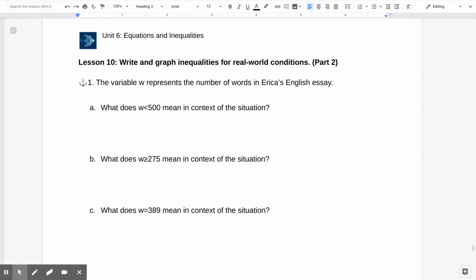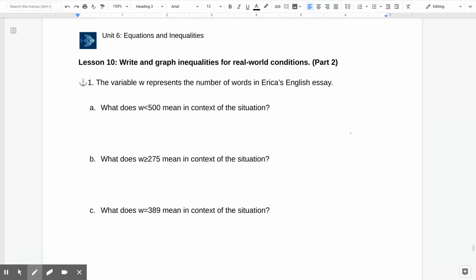Match Fishtank, Unit 6, Lesson 10, Anchor Problem 1. I'm going to be examining how to classify amounts in Erica's English essay based on these inequalities.